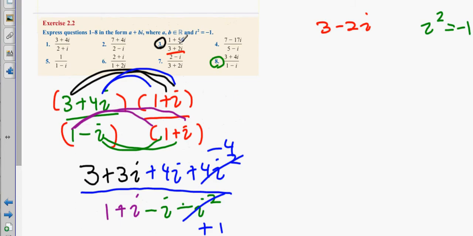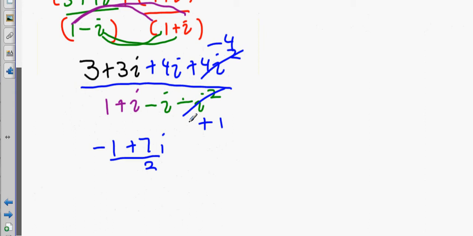Now it says in the form a plus bi, so it means we have to separate out the fraction. So it's going to be minus a half plus 7 over 2 i. Remember, the fraction line can be joined together or separate. Okay.